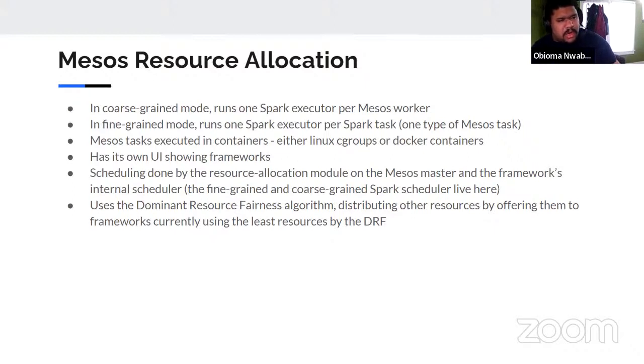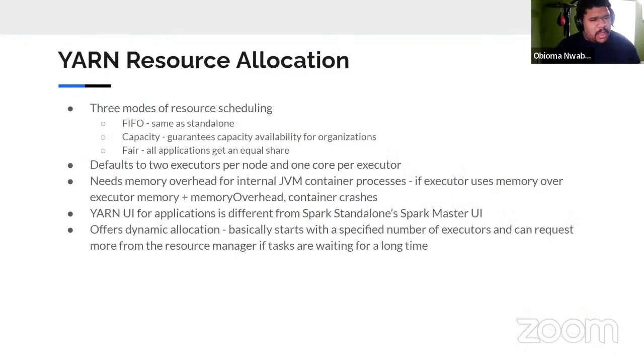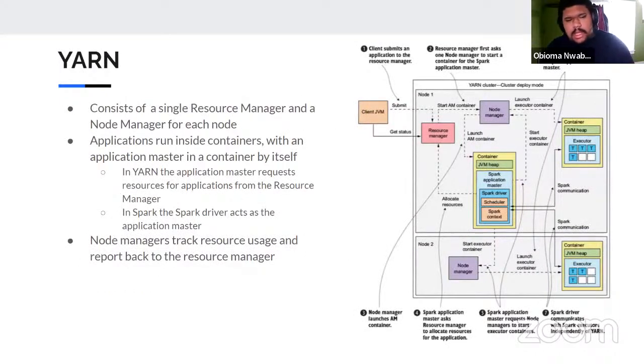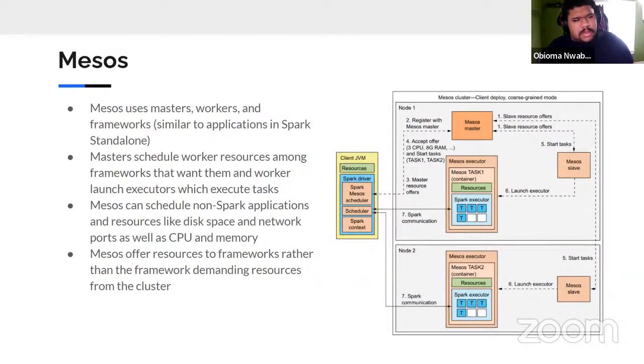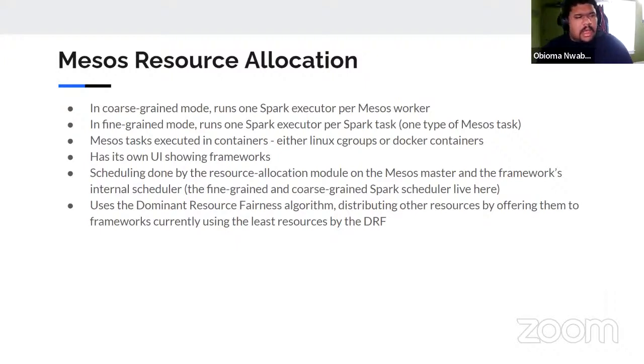Because more tasks will be starting and finishing, you could potentially lock up fewer resources in these individual Mesos workers at a time. And then Mesos tasks get executed in containers. So while previously we talked about Yarn having containers that will run JVM processes, in Mesos, these containers are actually running individual tasks, and it will either be in Linux cgroups or actual Docker containers. So it's sort of a precursor to Kubernetes in that way.